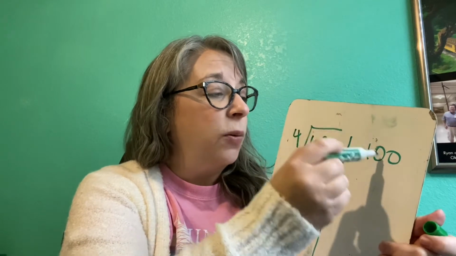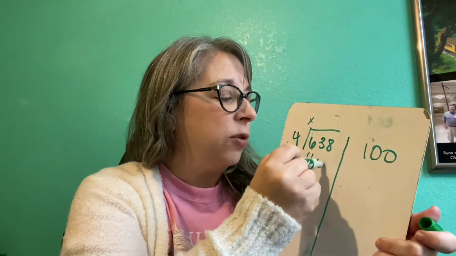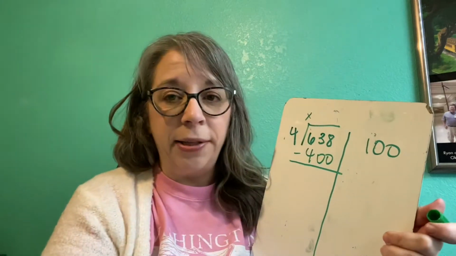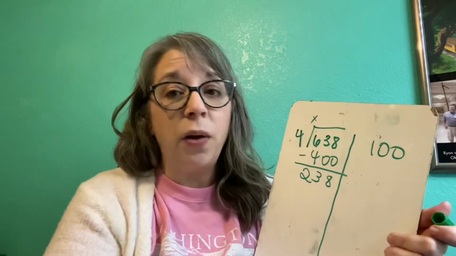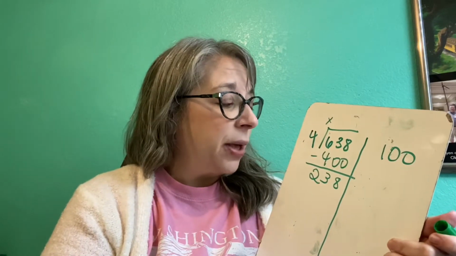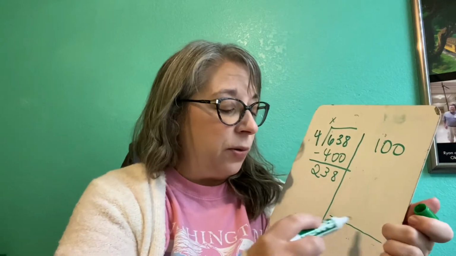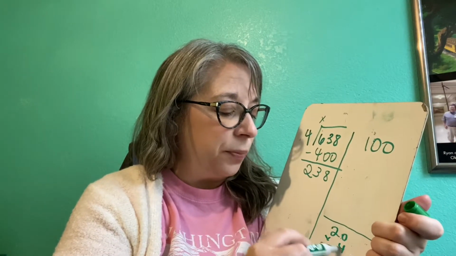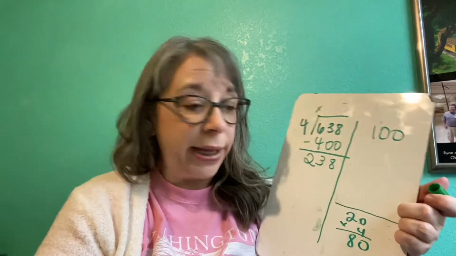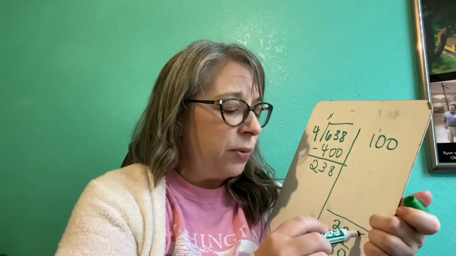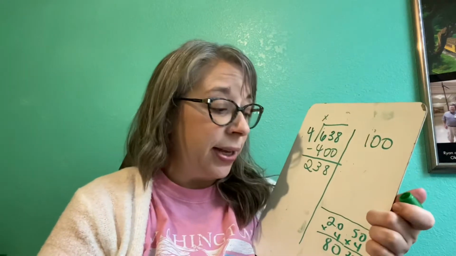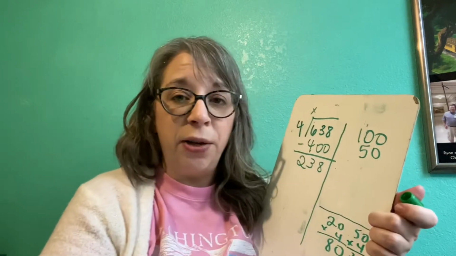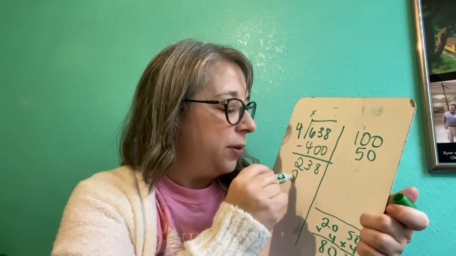So 100 times 4 would be 400. Okay, let's subtract those. 8, 3, and 2. Oh, well, we can't do 100 again. So what's a number that might be close to that? Well, let's do 20. What is 20 times 4? Well, that's 80. That's pretty close, right? What's 50 times 4? 4 times 5 is 20. Well, that's 200. That is super close. So we're going to put 50 over here. 50 times 4 is 200.